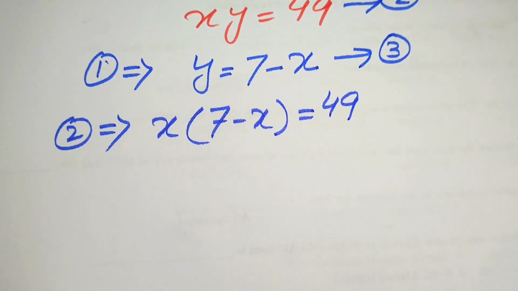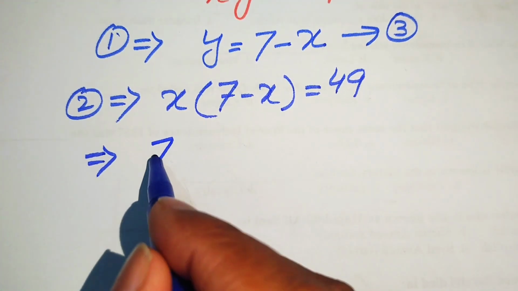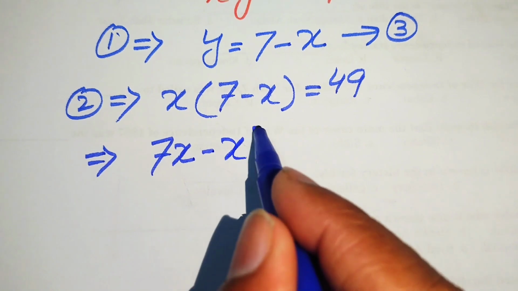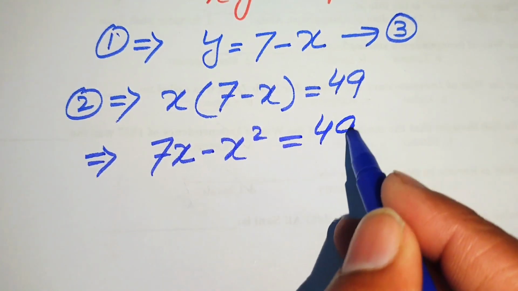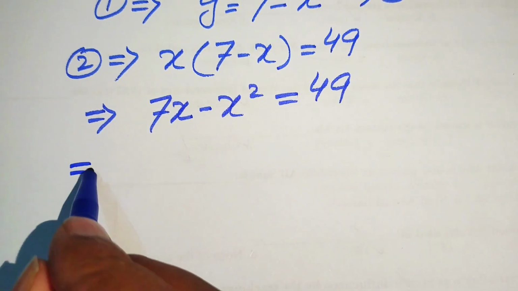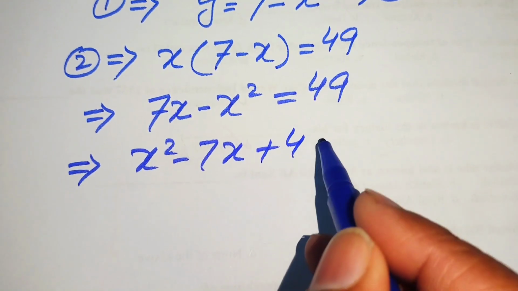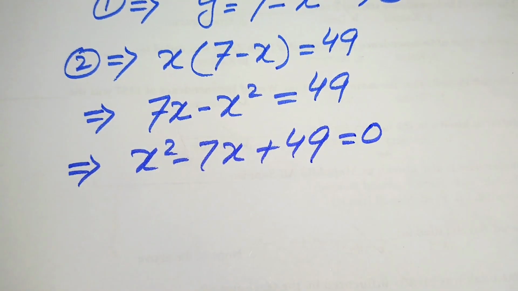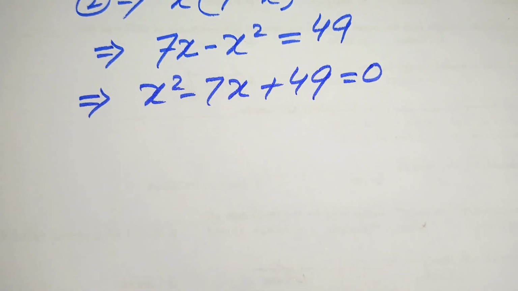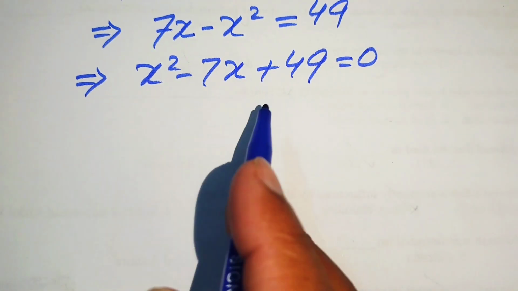Further, you see here we multiply this x on both of these terms and it will be written as 7x minus x square equals 49. Now we move these two values to the right-hand side and it will be written as x square minus 7x plus 49 equals 0. This equation becomes quadratic in the x variable, so we use the quadratic formula in order to solve this equation.